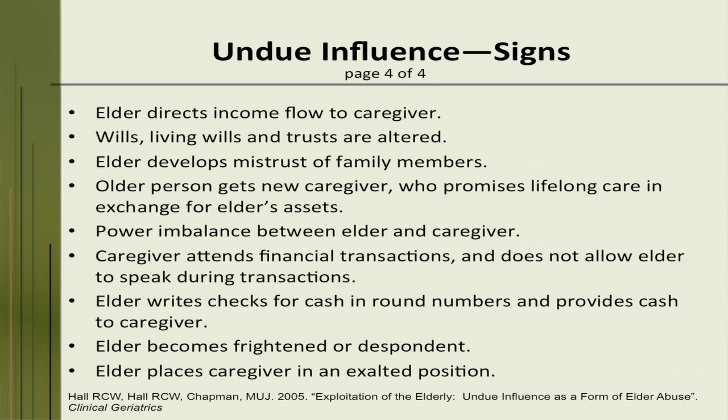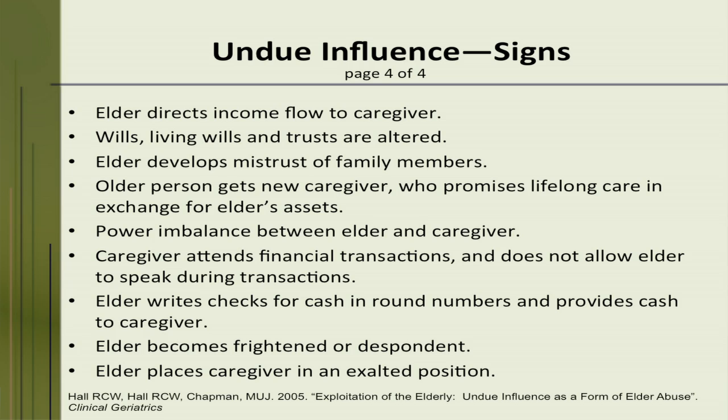And so some other signs of undue influence is elder directs income flow directly to the caregiver. A lot of times you need guardianship, you need power of attorney to do these things, but sometimes the caregiver will talk the patient or the older adult into letting them handle their money. Wills, living wills, and trusts are also altered without the patient actually understanding what they're changing, or they'll be talked into changing these in order to directly benefit that caregiver.